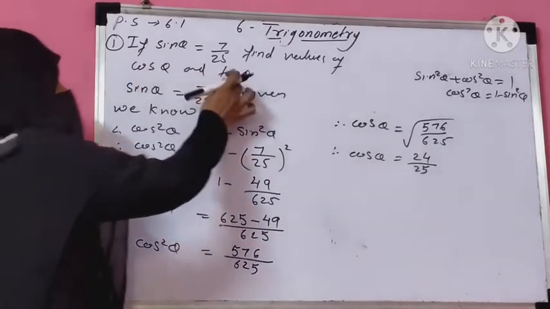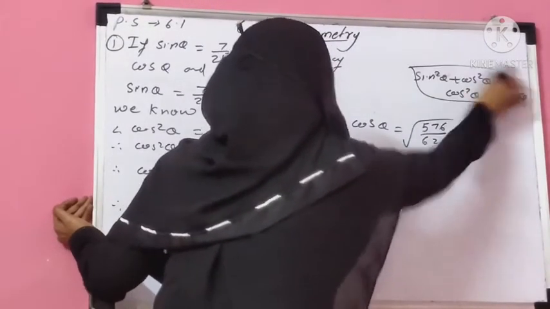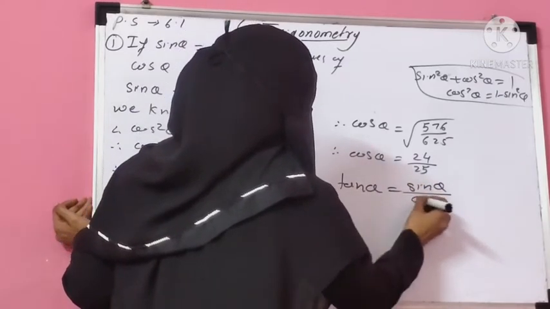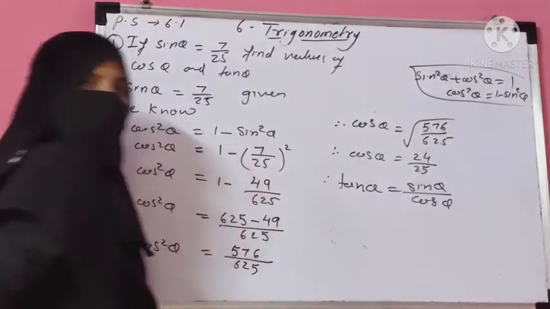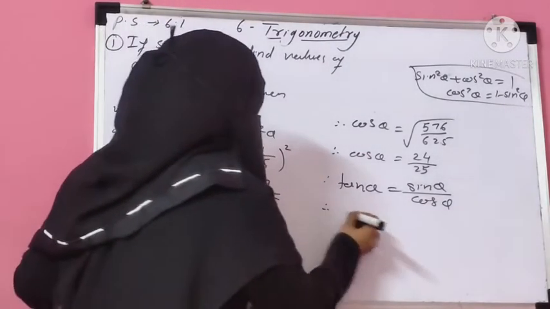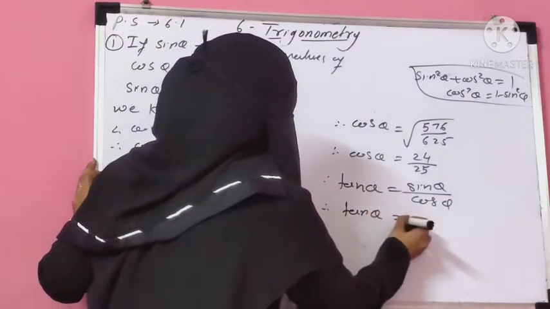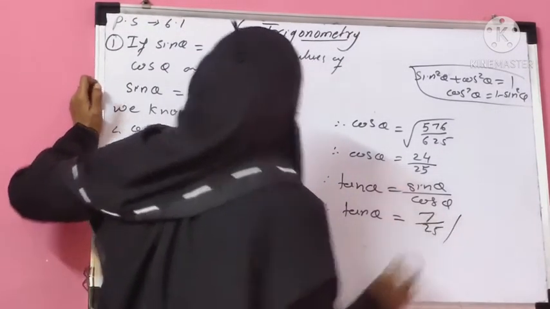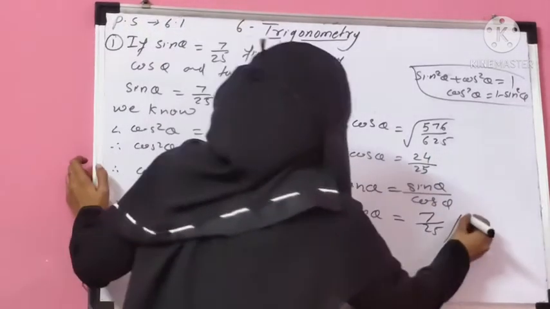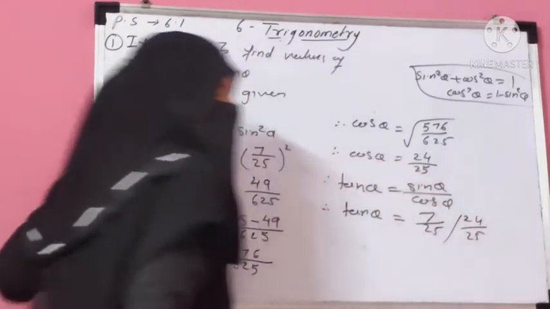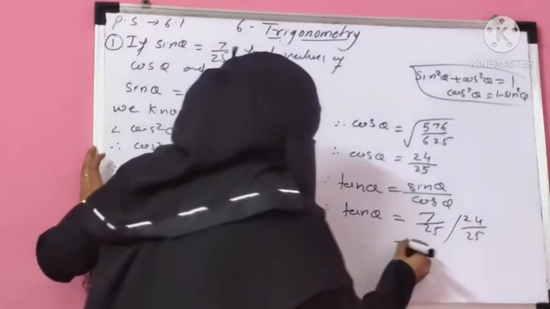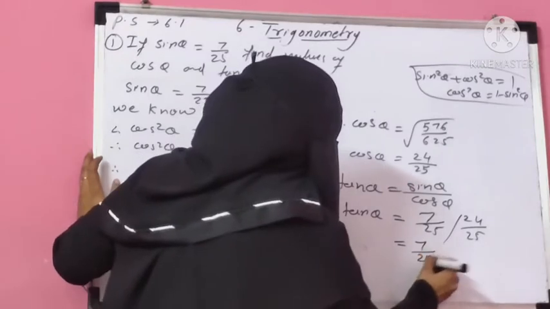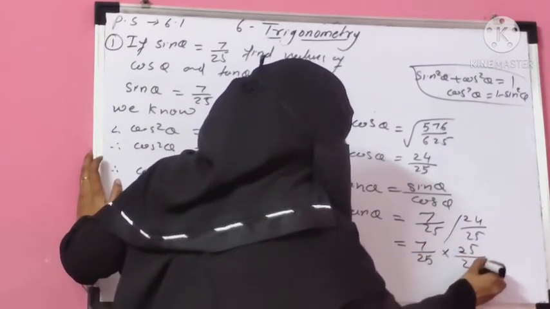Now you have to find tan theta. Tan theta is nothing but sin theta upon cos theta. Now substitute the value. Therefore tan theta is equal to sin theta value 7 upon 25 divided by cos theta value 24 upon 25. If you convert this division to multiplication, then it becomes 7 upon 25 multiplied by 25 upon 24.